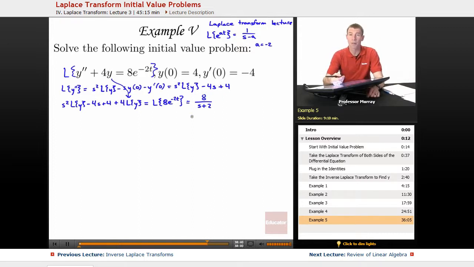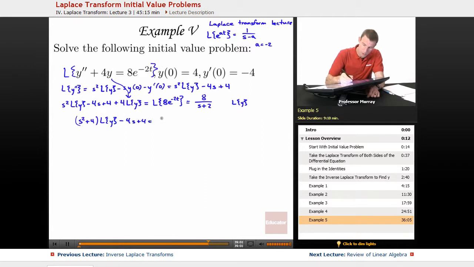So now we've really got an algebraic problem. We're trying to solve for L of y. Think of that as being the variable and solve for that. So I'm going to collect my terms that are multiplied by L of y. I see I have an s squared plus 4 times L of y minus 4s plus 4 is equal to 8 over s plus 2. And again, I'm trying to solve for L of y, so I'm going to take the minus 4s plus 4 and move it over to the other side. So that'll turn into plus 4s minus 4. And in order to put that over a common denominator, I have to multiply that by s plus 2 over s plus 2.